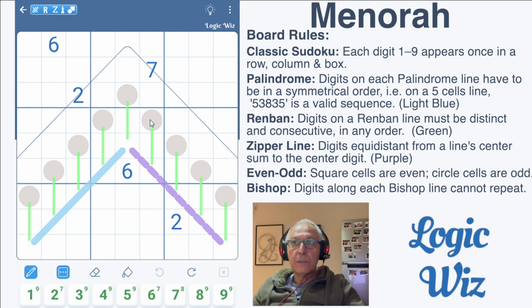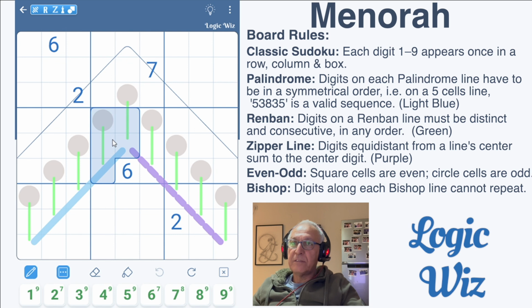Okay, let's look at the Renban over here. The Renban over here cannot have the digits 7, 8 or 9, and the reason is we have a 7 over here, and if 8 or 9 are here, 7 will need to be here as well to form a consecutive sequence. So the 7, 8 and 9 must be here.